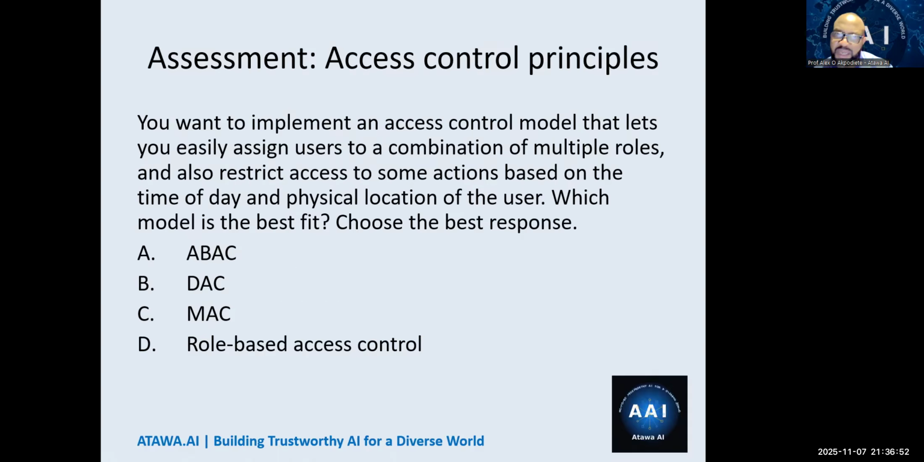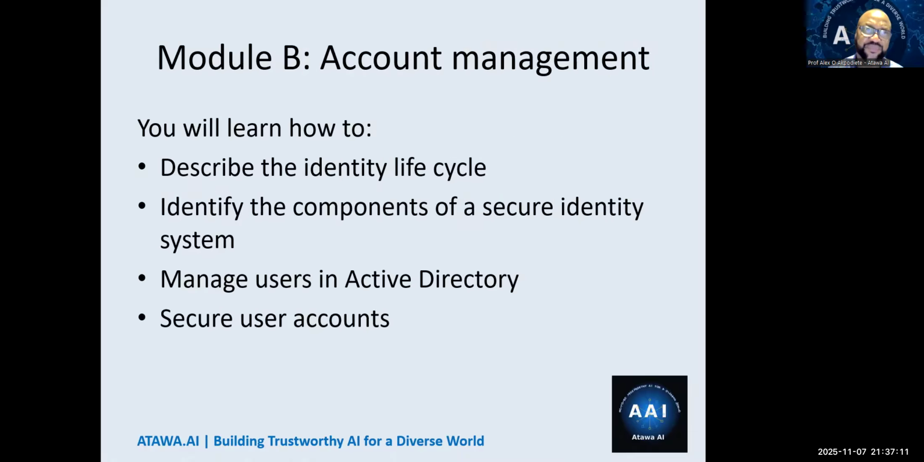But you want to implement an access control model that lets you easily assign users to a combination of multiple roles and also restrict access to some actions based on the time of day and physical location of the user. Which model is the best fit? Choose the best response. So because I'm talking about attributes, it will be the ABAC model.